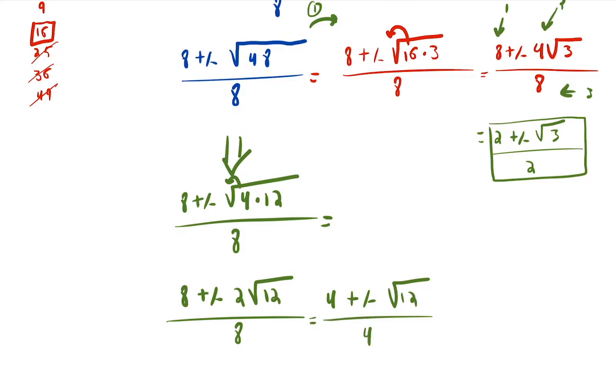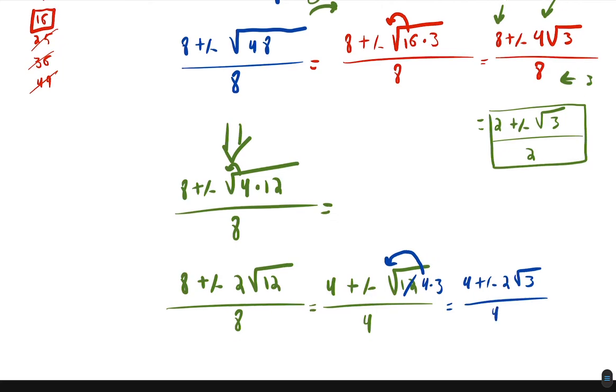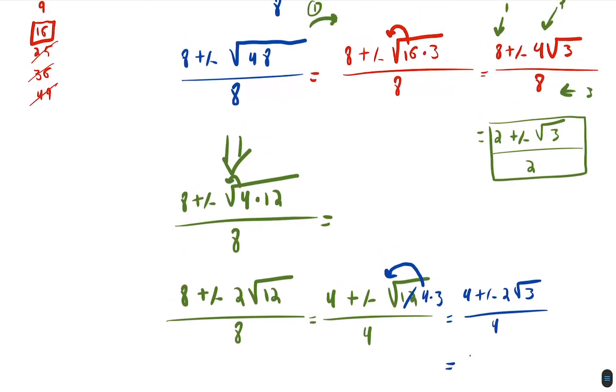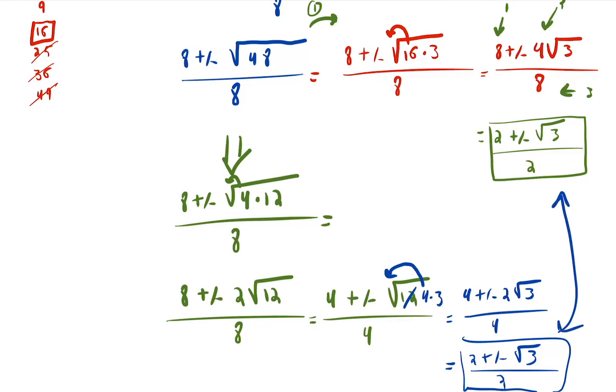But the problem is here, this was divisible by 4 twice because 12 is 4 times 3. So if you stop there, it's not fully simplified. You'd have to do this trick again. This is 4 plus or minus 2 root 3 all over 4. Final answer here, when you divide those all by 2, 2 plus or minus the square root of 3 over 2, exactly the same as we would get if we took 16 out first. So just a warning that if you don't find the highest root to take out first, you might have to repeat that process.